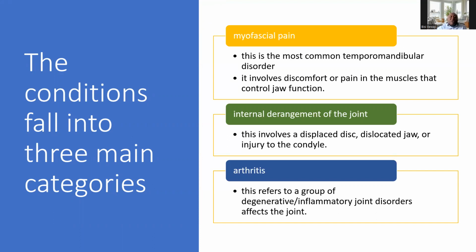So like I said, it falls into three categories. Either the muscles, which causes pain in the muscles; there's derangement in the joint itself, which means that the disc and the condyle do not move together, or there's a fracture, a dislocation; and then there's actually degeneration of the joint itself, which is your arthritis, an inflammatory degeneration of the joint itself. Next slide, please.